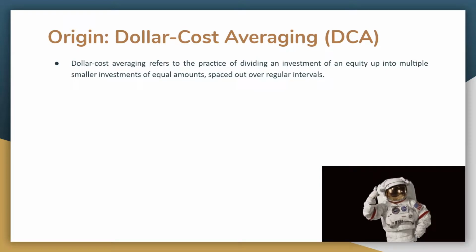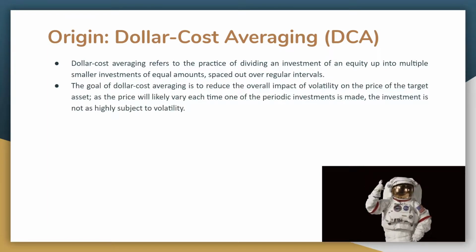I'm not sure who the proponent is, but it originated in the US because, yeah, the dollar is their currency. So dollar cost averaging refers to the practice of dividing an investment of an equity up into multiple smaller investments of equal amounts spaced out over regular intervals. The goal of dollar cost averaging is to reduce the overall impact of volatility on the price of the target asset, as the price will likely vary each time one of the periodic investments is made. So the investment is not as highly subject to volatility.